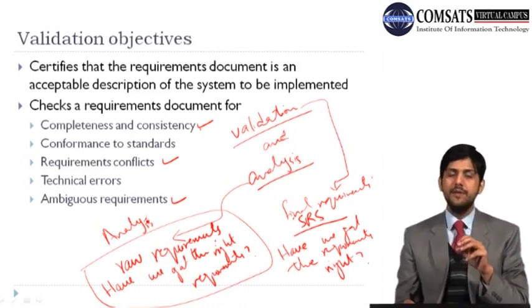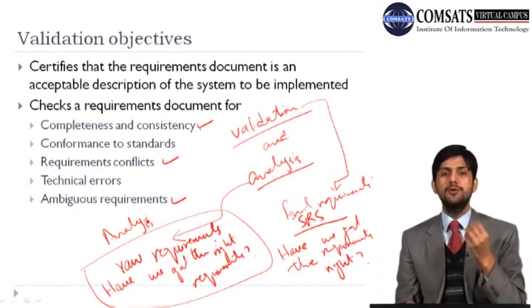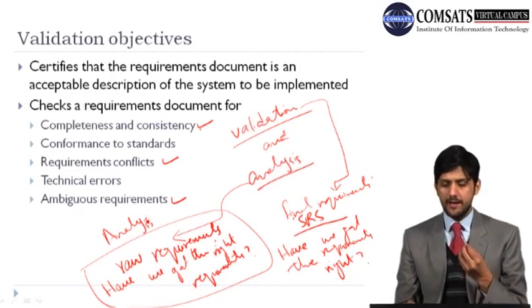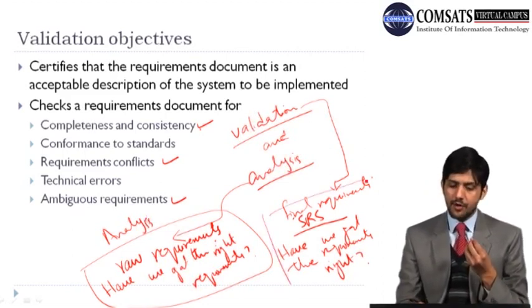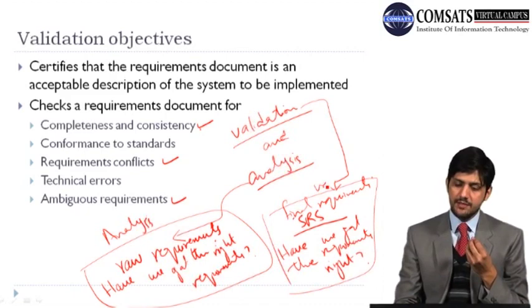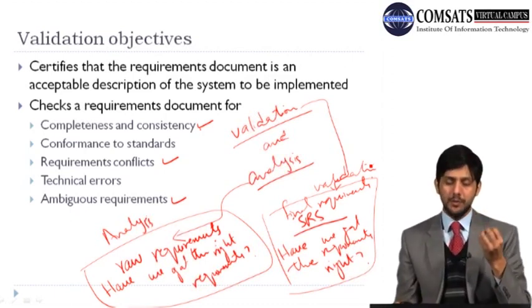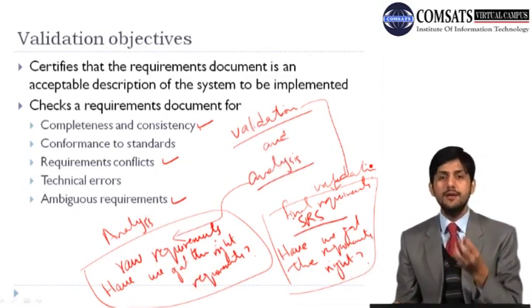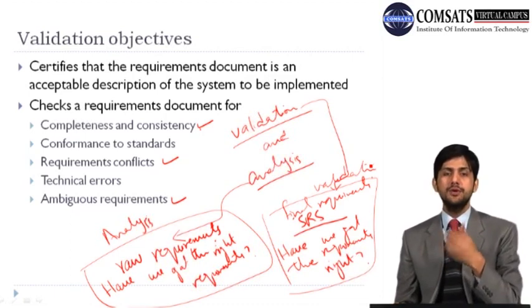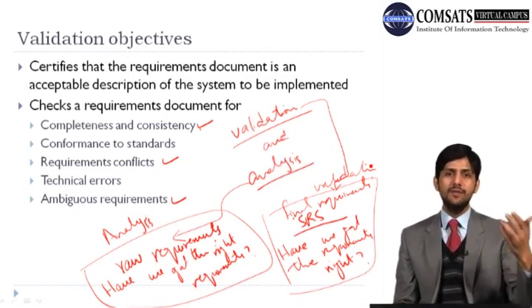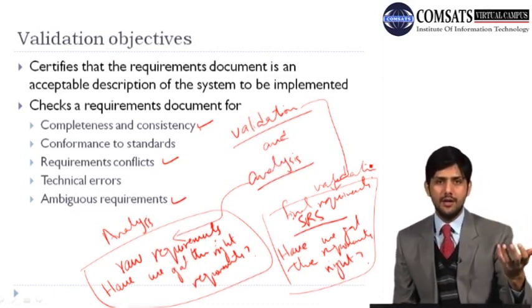So number one is that analysis is performed on raw requirements, and validation is performed on final requirements. So this is validation. This is performed on the final set of requirements. We say that during analysis, what we try to check is: have we got the right requirements? So we try to ensure that the user stories or the scenarios that we have gathered from the client are correct or not.